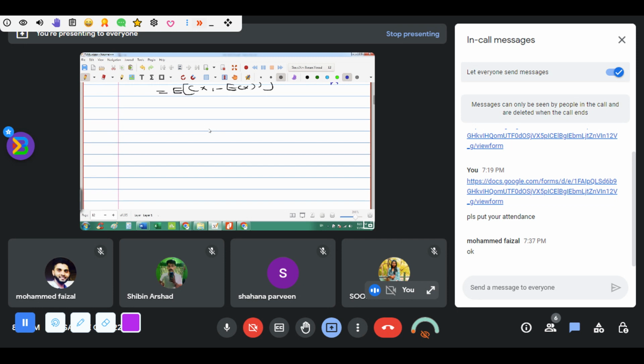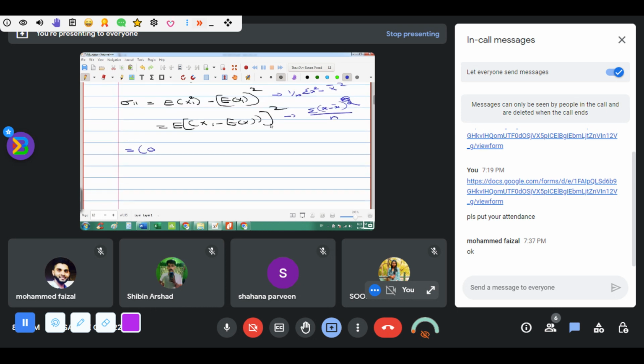Now I am using this concept, I move to the calculation part. So first one: 0 minus 1, the whole squared, into 0.3. Okay, summation value. So what is the formula here? Sum of x1 minus E of x1, the whole squared, into the probability value P1 of x1.